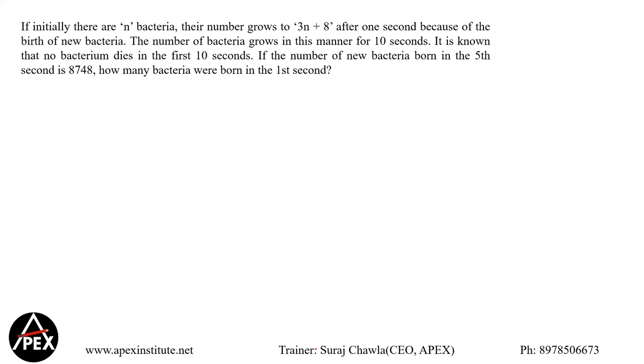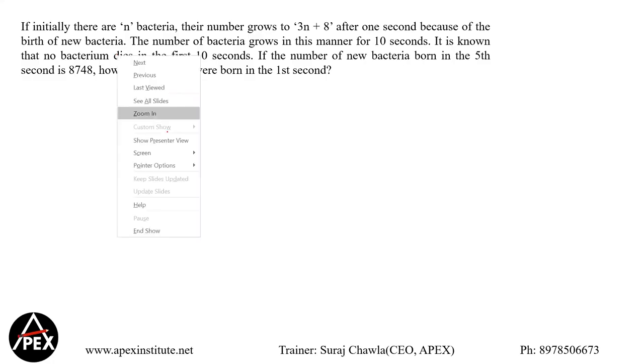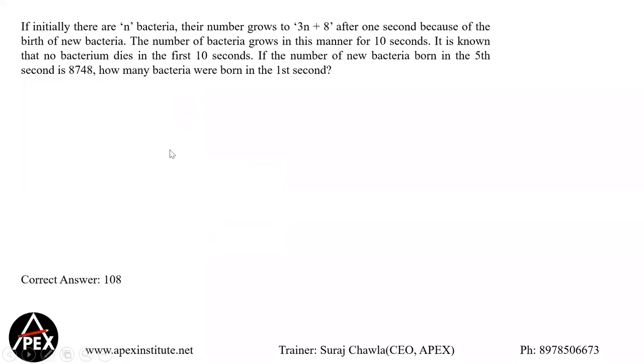Yep, so let's see this question, guys. This question says, if initially there are n bacteria, their number grows to 3n plus 8. So there's a very important catch here, okay? The initial number of bacteria is n, then the final value after growth becomes 3n plus 8.